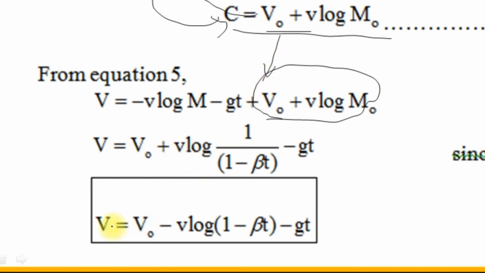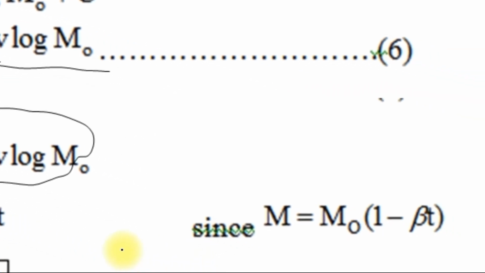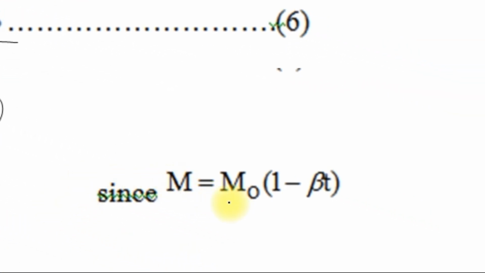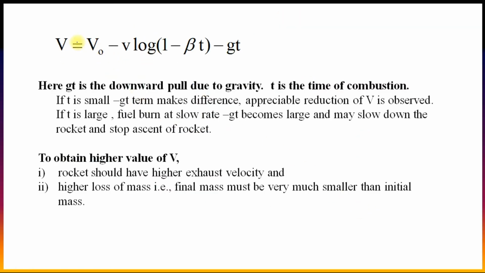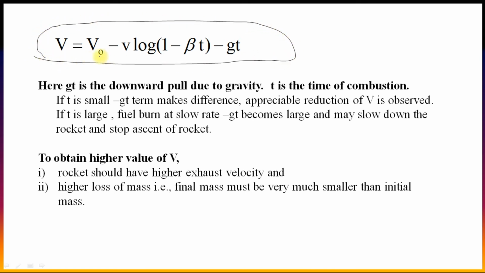On rewriting this equation, we will get v is equal to v naught minus v log (1 minus beta t) minus gt. Here we can write capital M as the initial mass into (1 minus beta t). So this is the final expression for the velocity of the rocket, which includes the initial velocity minus v, the relative or exhaust velocity, log (1 minus beta t), minus gt. Here the gt term is negative. Here time is the time of combustion.